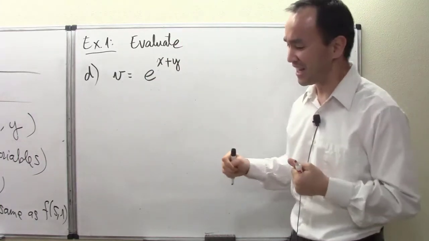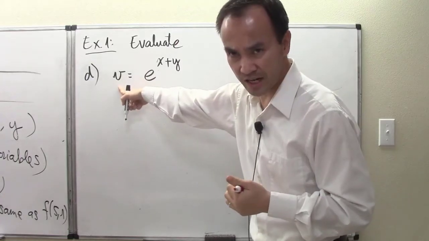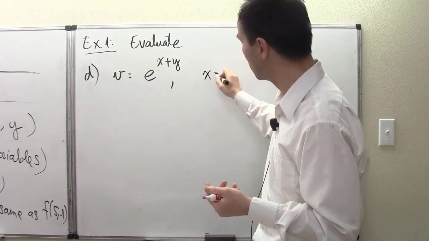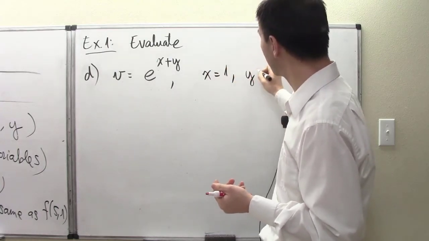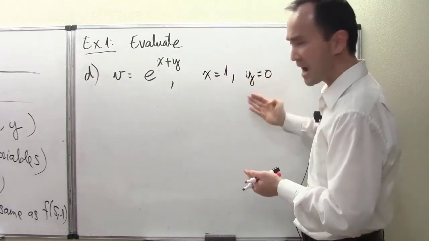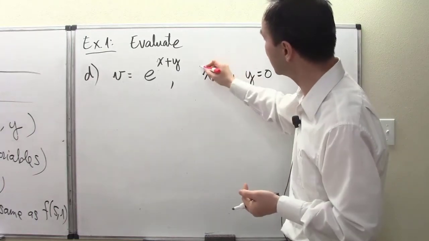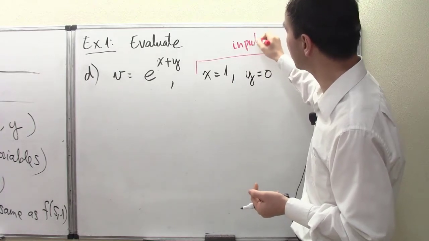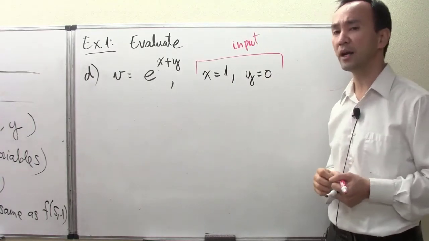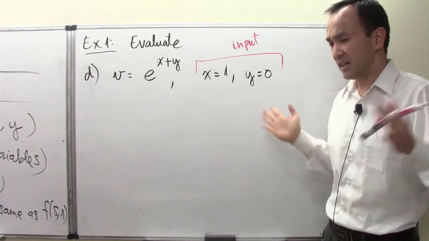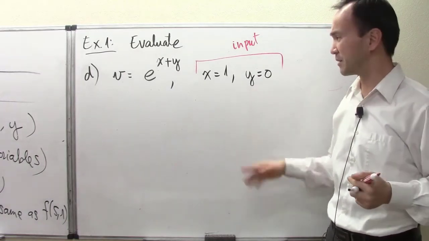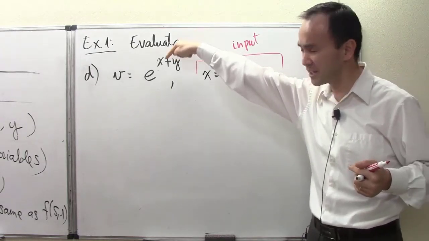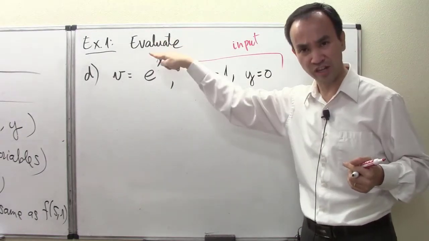We want to evaluate V at a given value, how about x equals 1 and y equals 0. Now this is a whole pair of values. This is my input, when x equals 1 and y equals 0. So much explanation, but it simply means we're going to substitute these two values in place of the x and y variables of our expression, and that's how the calculation is done.